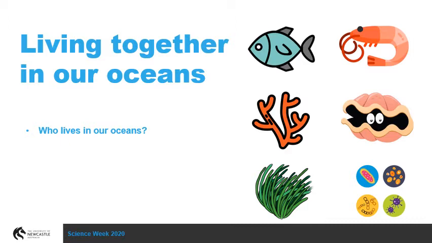So, who lives in our oceans? We have 35,000 different species of fish, from very small to very large fish. We have plenty of prawns, lobsters, crabs and other tiny crustaceans as well. These are found in all sorts of environments, sand, rocky and coral reefs, from the poles to the tropics.